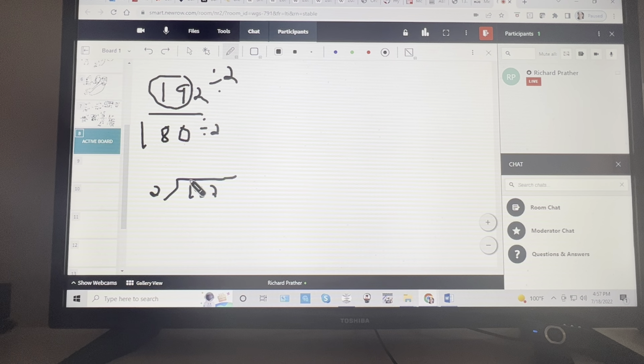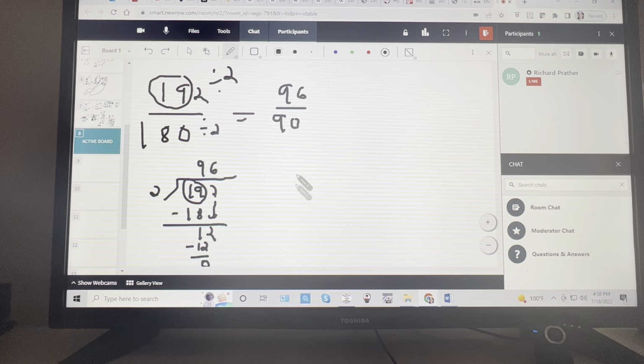2 can go into 19 9 times, because 9 times 2 is 18. Bring down the 2. 2 goes into 12 6 times, and then there's no remainder. So half of 192 is 96. Half of 180 is easier, that's 90. These cut in half again. Half of 90 is 45.